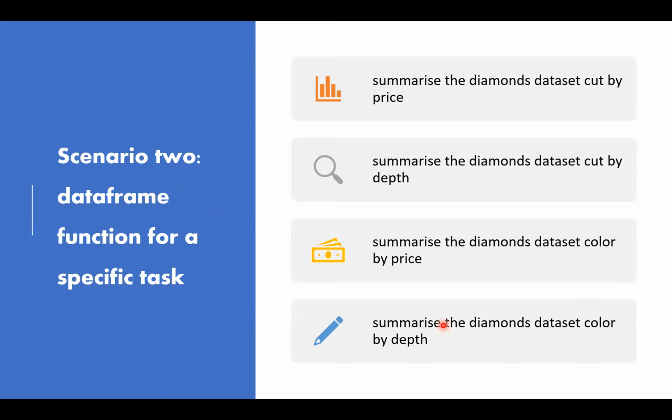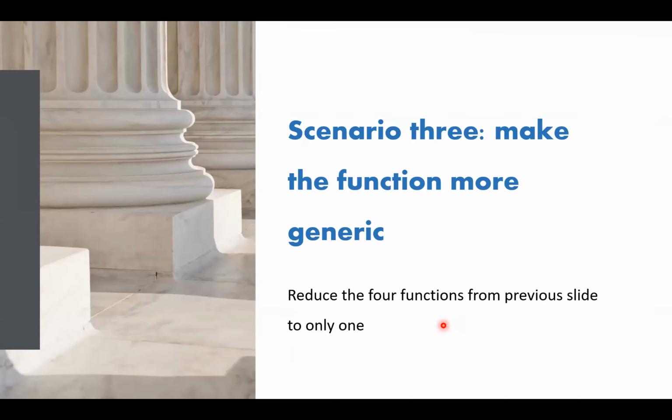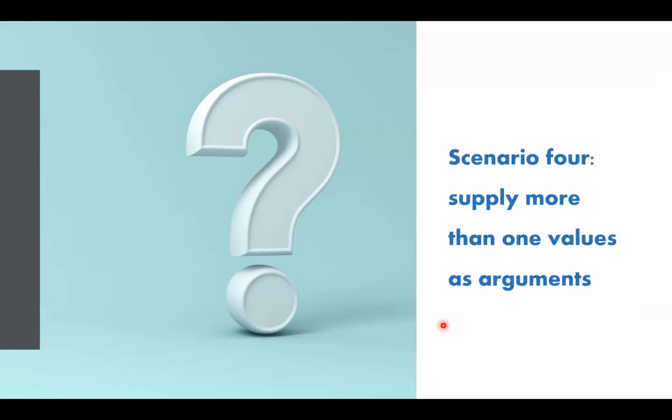So we want to be able to make the function more generic in scenario three, such that one function will be able to do all the previous four and maybe more, depending on what we want to use it to do. So that generic function becomes more helpful because we don't have to be repeating a lot of functions. We'll see how to do that in scenario three.